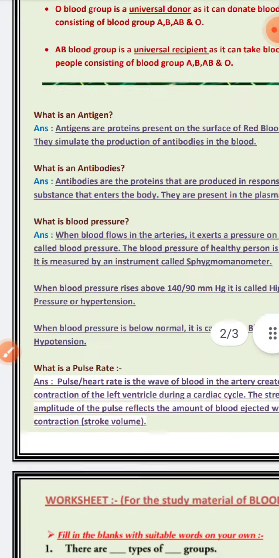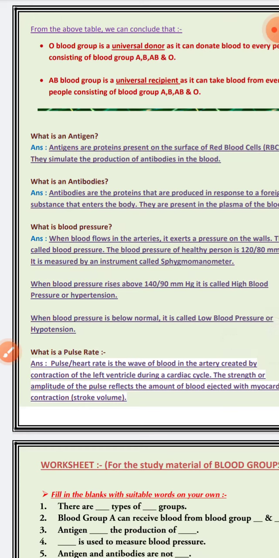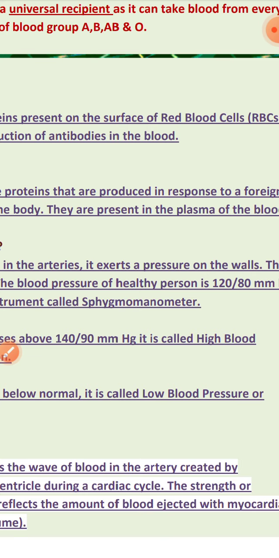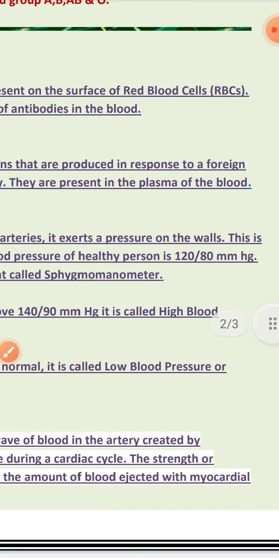So what is blood pressure? Now see, when blood flows into the arteries, obviously some pressure is caused on the walls of the arteries, meaning the surface of the arteries. That pressure is known as blood pressure. And for a healthy person, meaning a person who has no disease and is fit and fine, the blood pressure will be 120 by 80 mmHg.